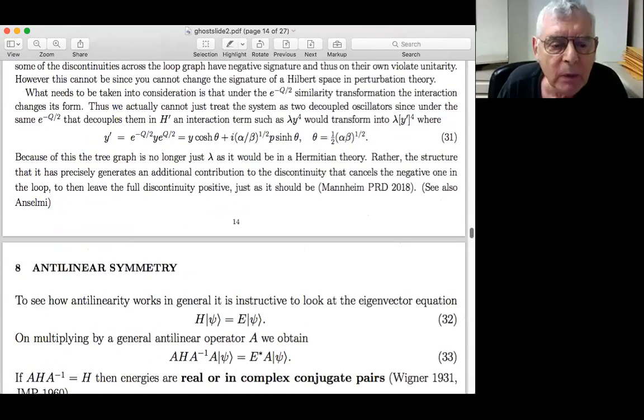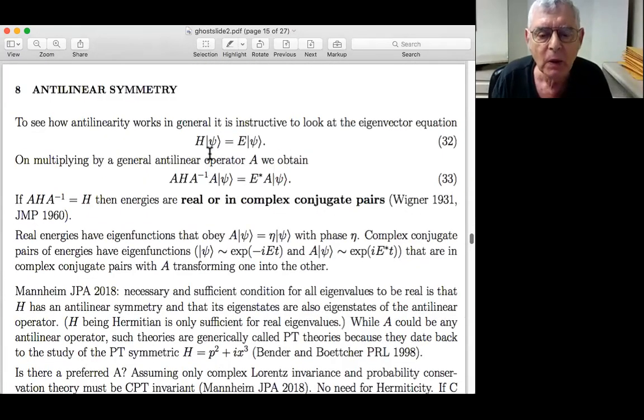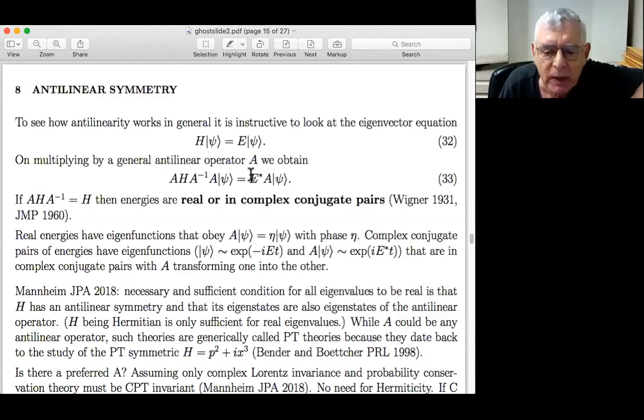Very quickly, what is antilinear symmetry? If you take H psi equals E psi, you multiply by some general operator A, you get A H A^-1 A psi is E star A psi. Then if A H A^-1 is H, then H A psi is E star A psi, and the energies are either real or in complex conjugate pairs. So if you have an antilinear symmetry, energies are real or in complex conjugate pairs.